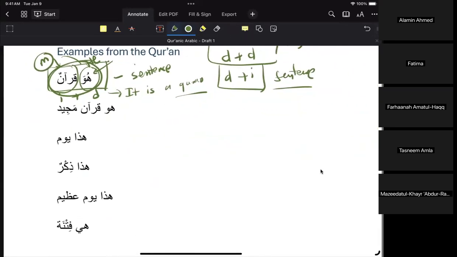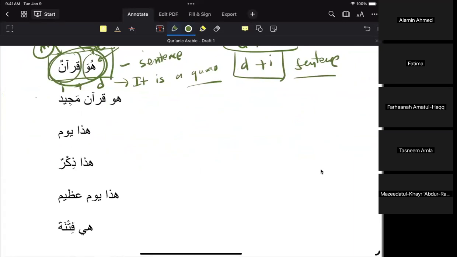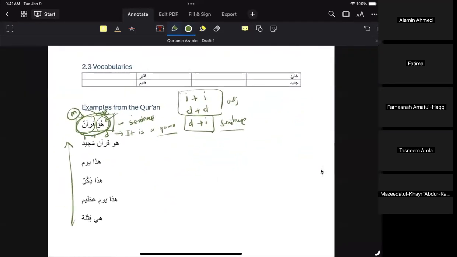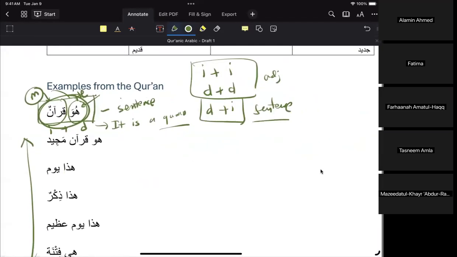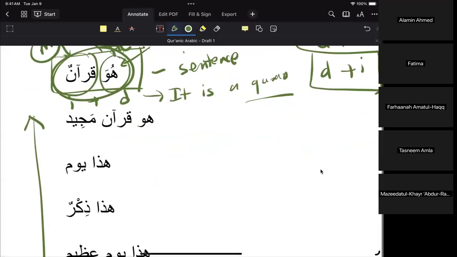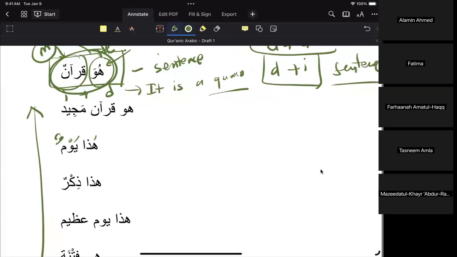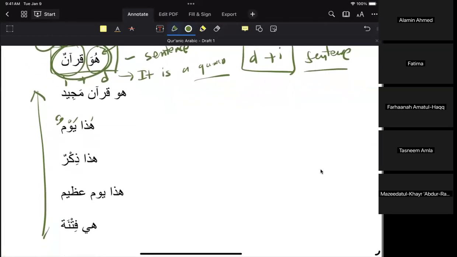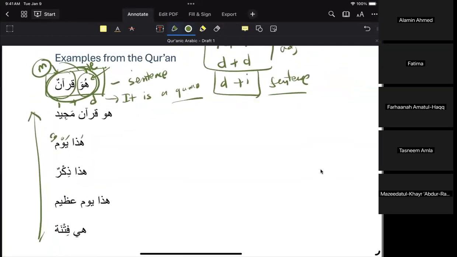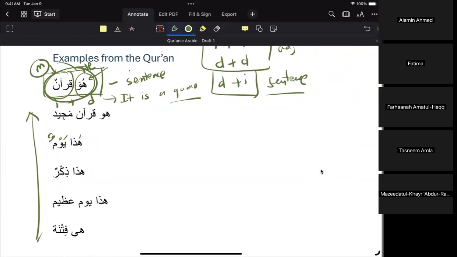I don't have so much time. Inshallah, we will probably do some of the review, or what you can do, I'll post this one in the Google Classroom. Please look into them. Try to put all the harakat yourself. So for example, you say هذا يوم. Okay, so you put harakat and try to see which one is adjective and which one is not. And inshallah, I think I have to wrap up here.